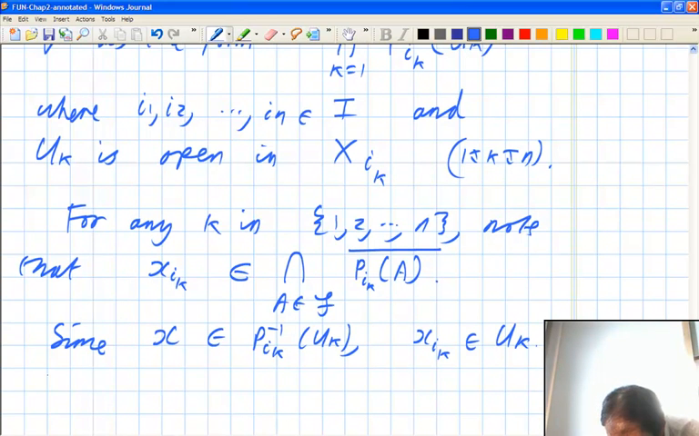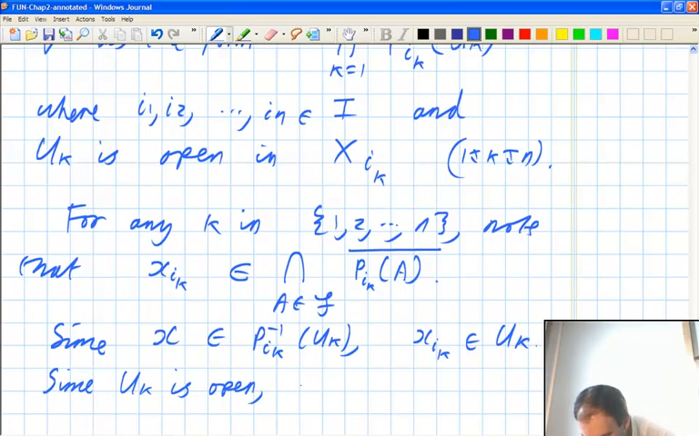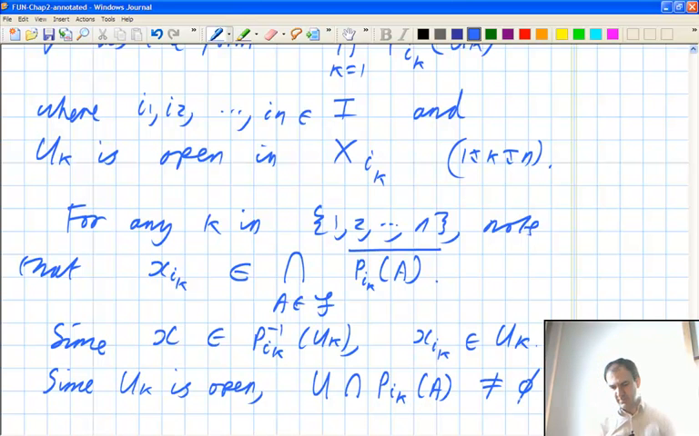So since UK is open, U intersection PIK of A is not empty for all A in F. If you need intersection of these closures, that means that every open neighbourhood meets every one of those. UK meets PIK of A for every A in the ultrafilter.